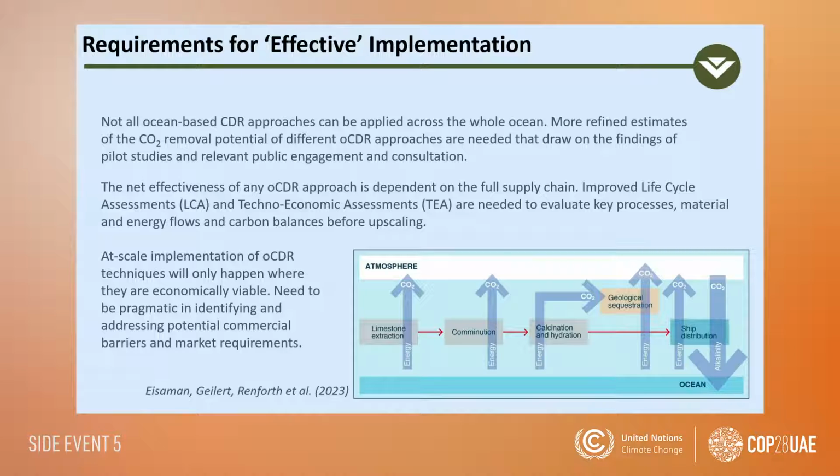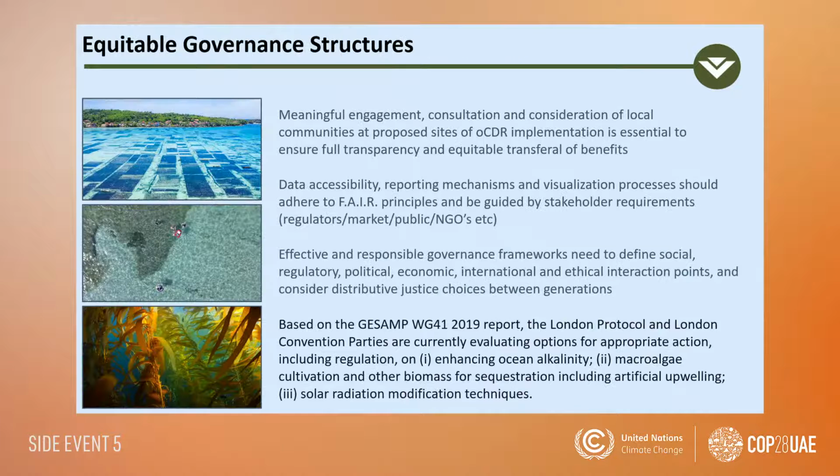And that scale will only happen, in reality, if they're economically viable. So it's incredibly important to have businesses involved at the early stage as part of the research. And then, as always, with any research program, but certainly ones on the oceans, we need to make sure that we have really equitable governance structures, which means the full range of stakeholders being incredibly inclusive. And when we talk about data accessibility, reporting mechanisms should adhere to the FAIR principles. That's findable, accessible, interoperable, and repeatable. It means by everybody, not just by those who've got access to particular systems. It needs to be that they are really accessible by all.